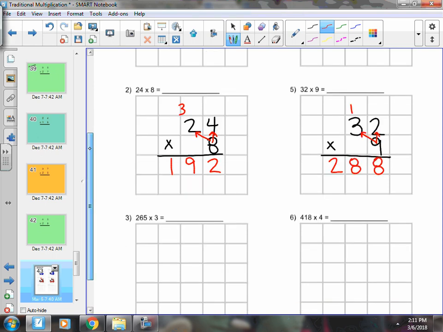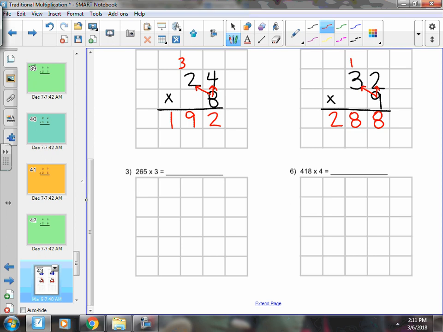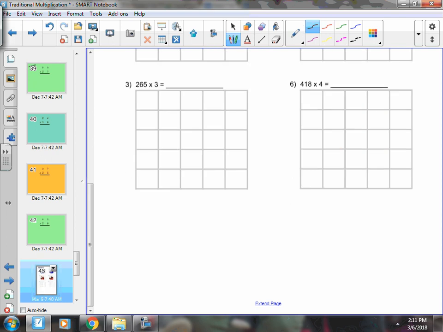The last two on the page, same process, a 3-digit number times a 1-digit number. 265 times 3. We're going to do 3 times 5, 3 times 6, 3 times 2. So we're going to multiply that bottom digit by all the digits on the top. 3 times 5 is 15. 3 times 6, 18. Plus 1 is 19. 3 times 2 is 6.